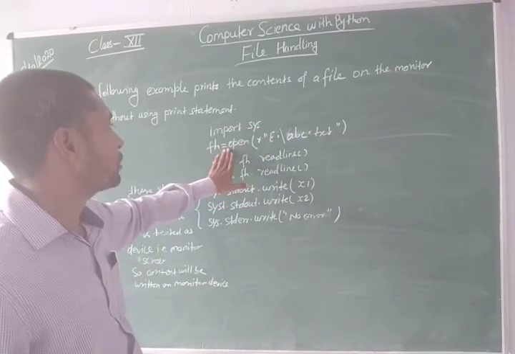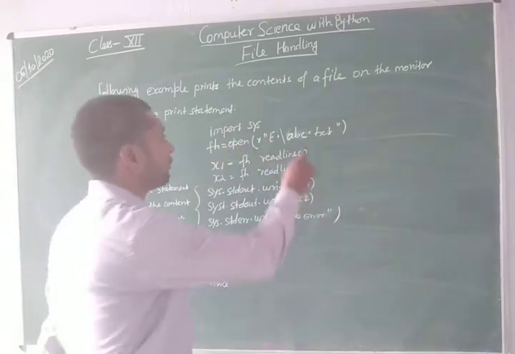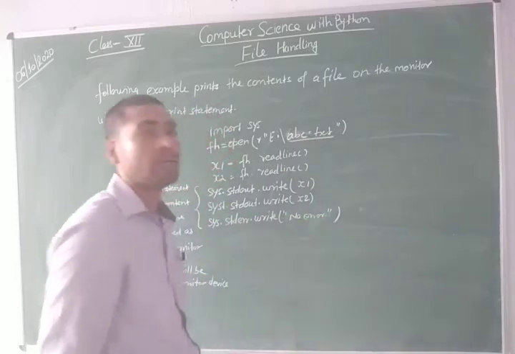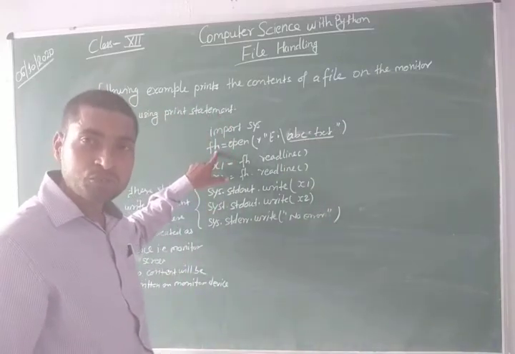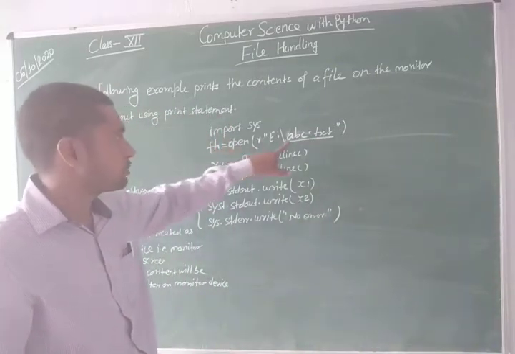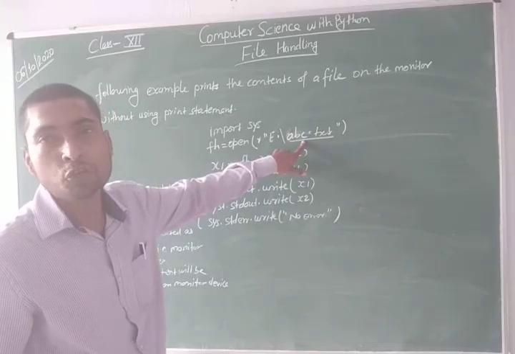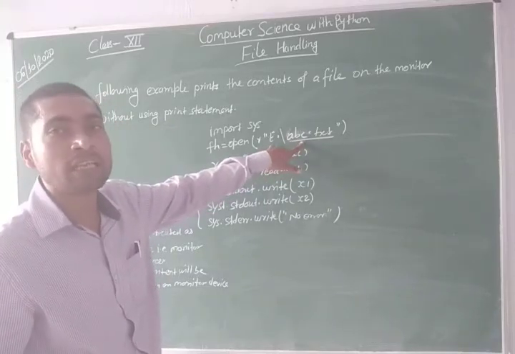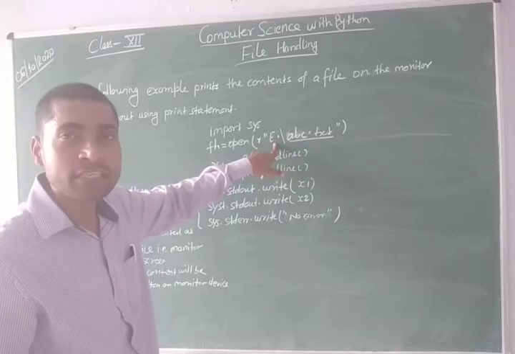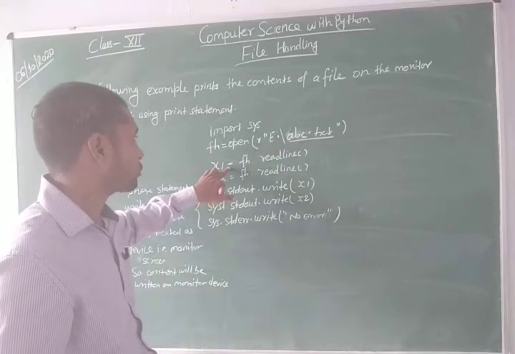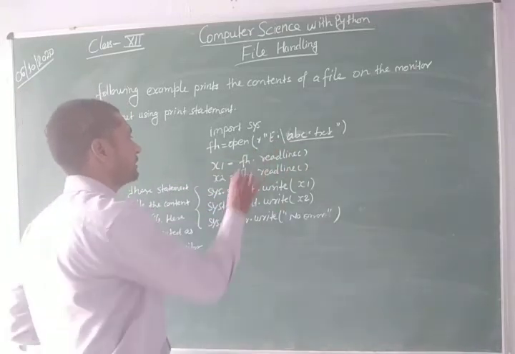fh equal to open, this is the name of the file, this file is opened, and this is the file object. Now this file is linked with your program. This file is stored on the hard disk in E drive. Okay, x1 is equal to fh dot readline.